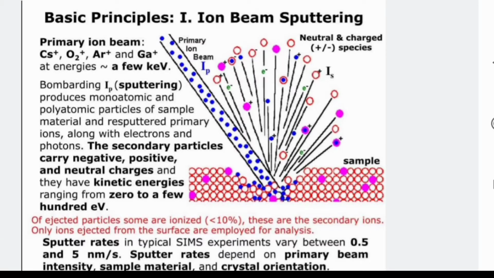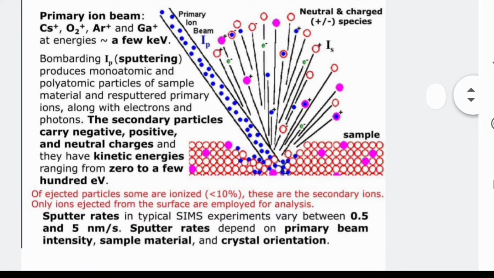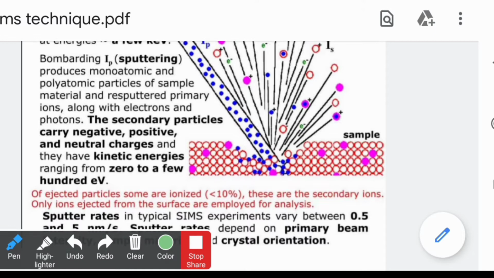Welcome back. In the previous lecture we have seen the principle of secondary ion mass spectrometry, so we will try to revise that again. The basic principle of this secondary ion mass spectrometric technique involves what?